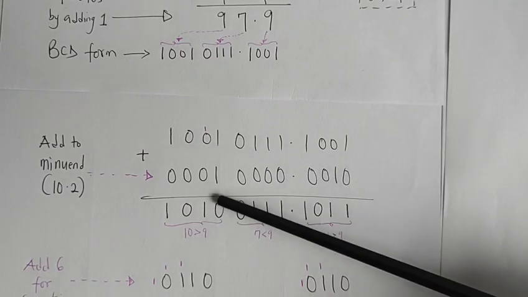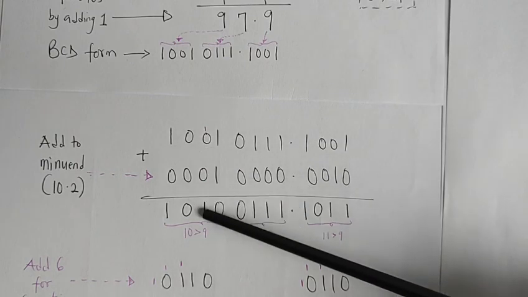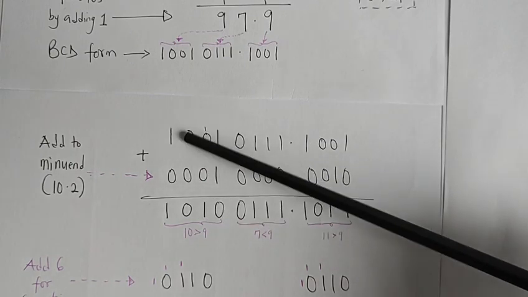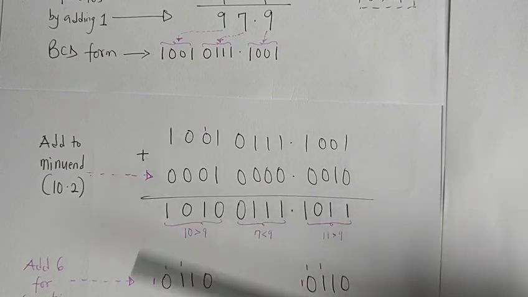Now 1 plus 1 is going to be 0 with a carry of 1. Now 1 plus 0 is going to be 1. Now you have 0 plus 0, 0. 1 plus 0, it's 1.